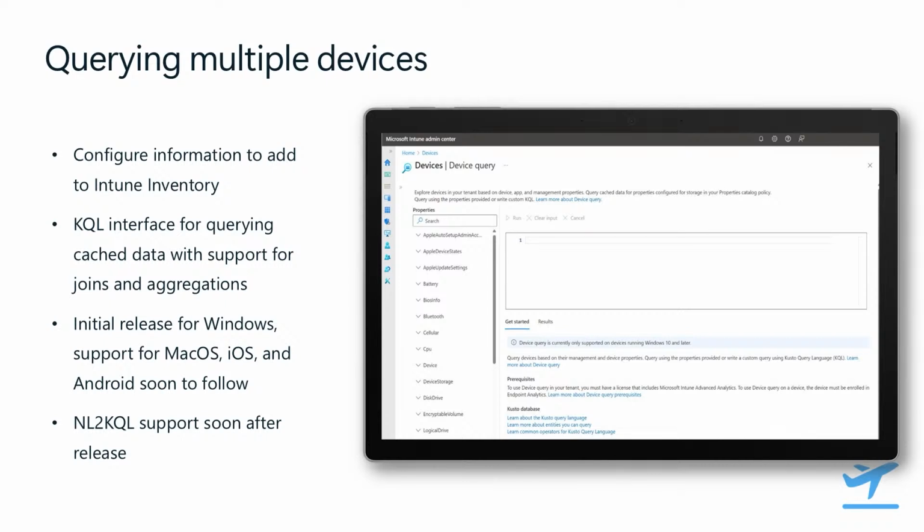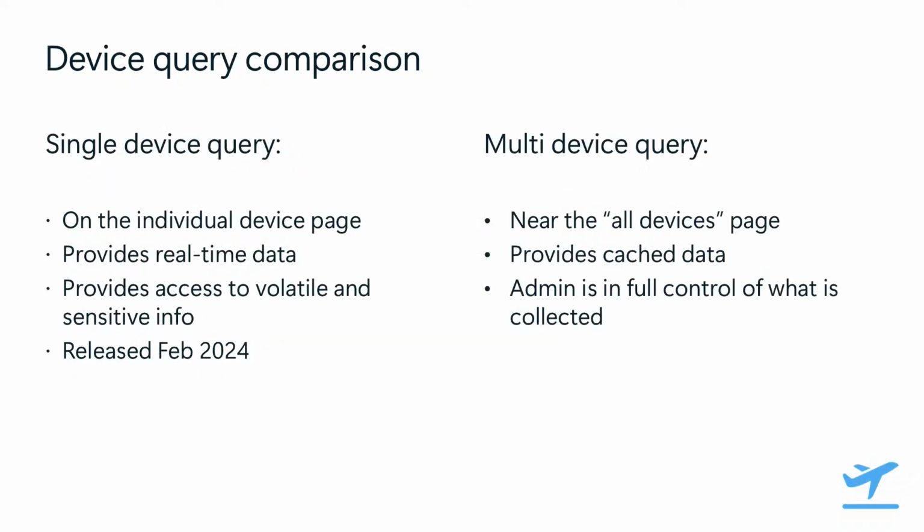This was intentional. So now I'm going to go over some comparisons and contrasts between single device query and multi-device query, because they can get kind of confusing. They're both named device query in the console. In single device query, the access point is on the individual device page, versus on multi-device query, you'll see the entry point a little bit under All devices on the Devices blade.